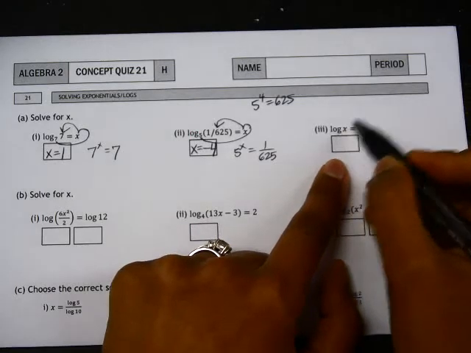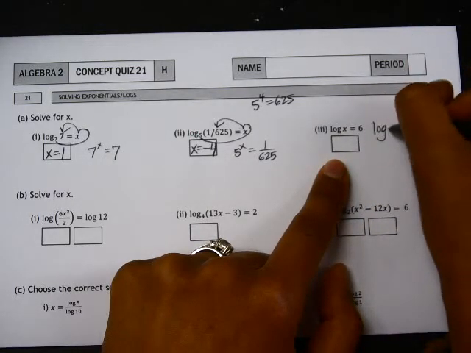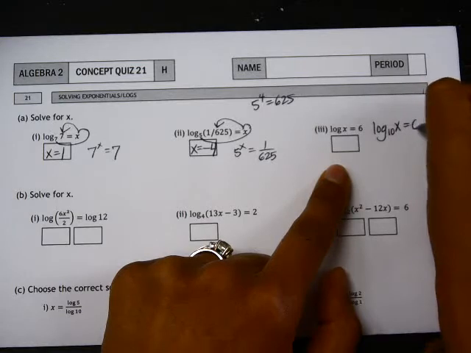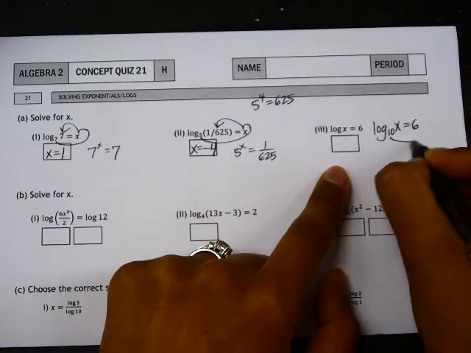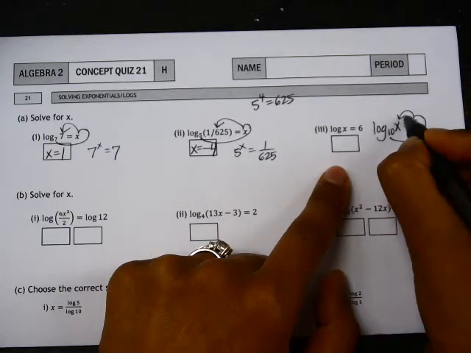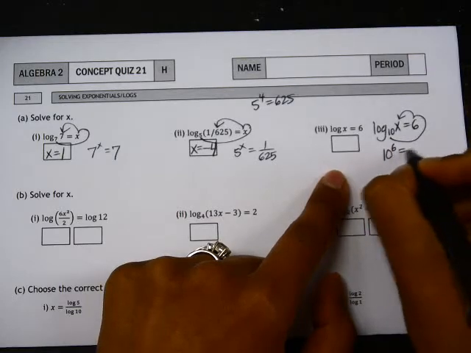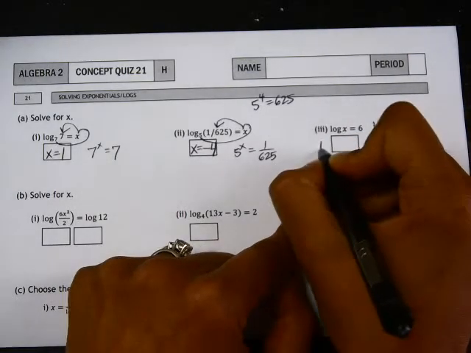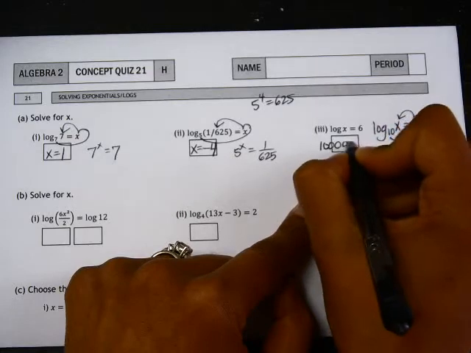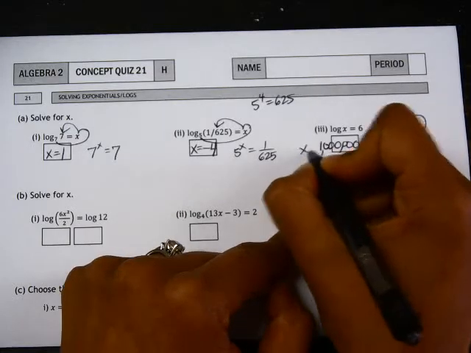On number 3, you'll notice there's no base. When there's no base written, that is a base of 10. That's the base that your calculator uses. So this means that 10 to the 6th power is equal to x. So that would be 1 million.